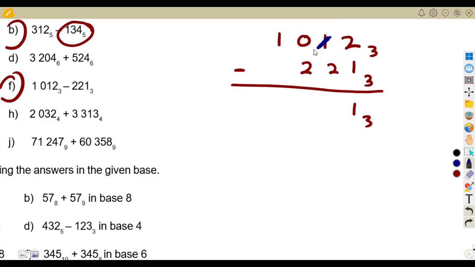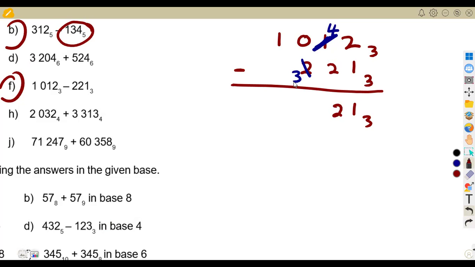We are going to add the base on this number here, which is a 1. We add our base, which is 3. So that's 3 plus 1. We've got a 4. What about here? We give a 1. So that is going to be a 3. So let's subtract 4 minus 2. That is going to be a 2.